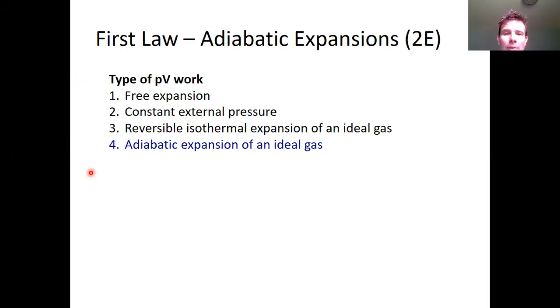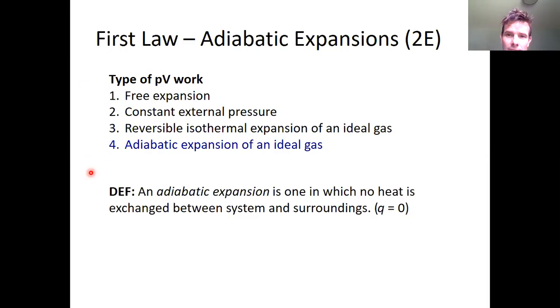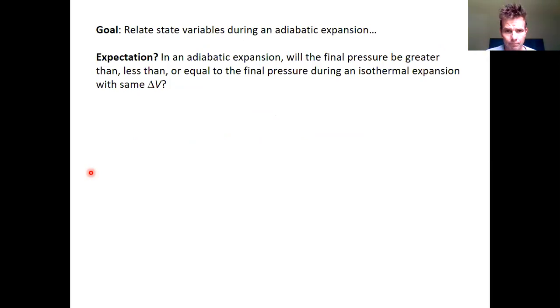And I am going to cut right to the chase and tell you what an adiabatic expansion is. If you're taking notes, write this down and circle it. An adiabatic expansion is one in which no heat is exchanged between the system and surroundings. That is Q equals 0. On the exam, you will be asked to calculate some thermodynamic quantities, delta H, delta U, Q, for all of these different types of things. When you see adiabatic expansion, you can put Q equals 0. It's the gimme, okay?